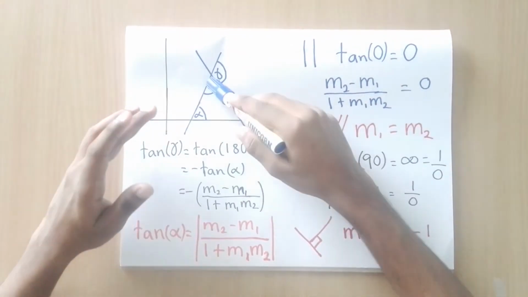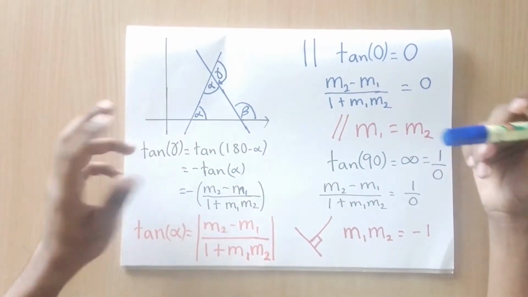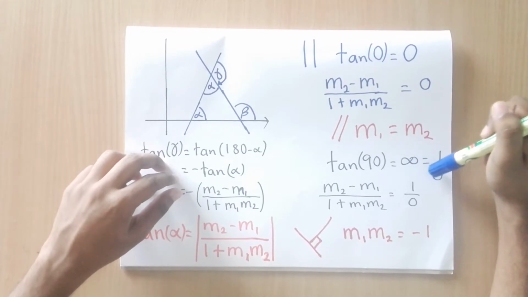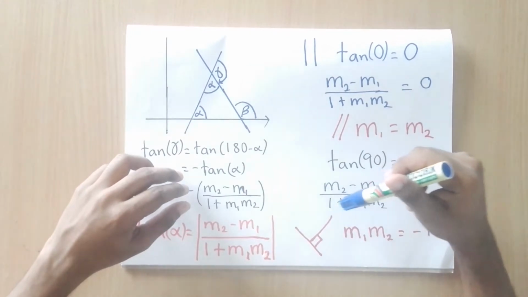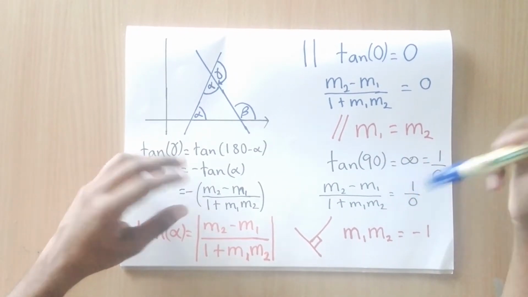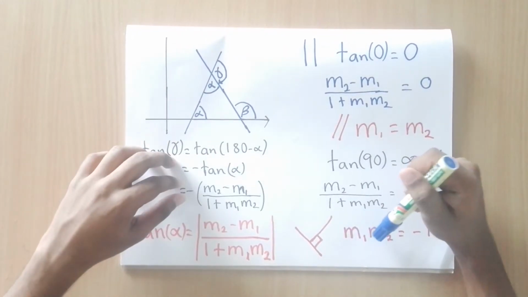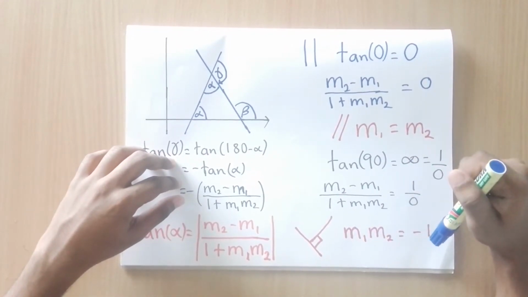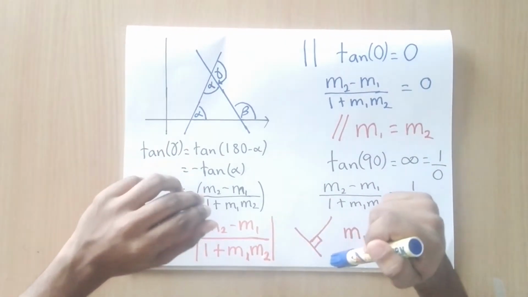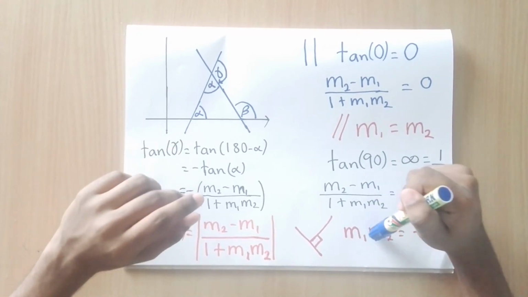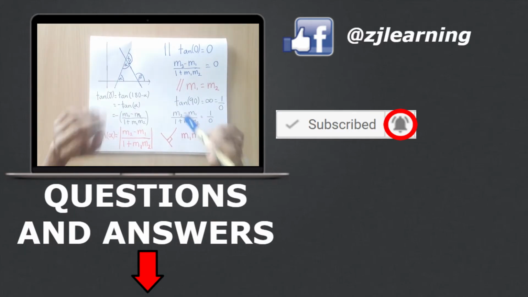Similarly, when alpha equals 90 degrees, then tan 90 equals infinity. So the denominator is 0. So this gives us (M2 minus M1) over (1 plus M1 M2) equals 1 over 0 since it's infinity. So now we can find M1 into M2 equals minus 1. So this means that when the lines are perpendicular to each other, then the product of their gradients equals minus 1. So that brings us to the end of this video.